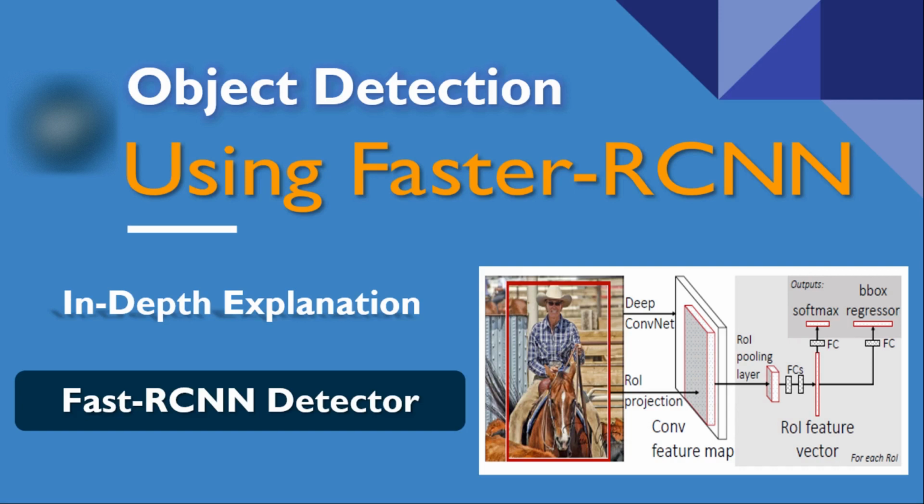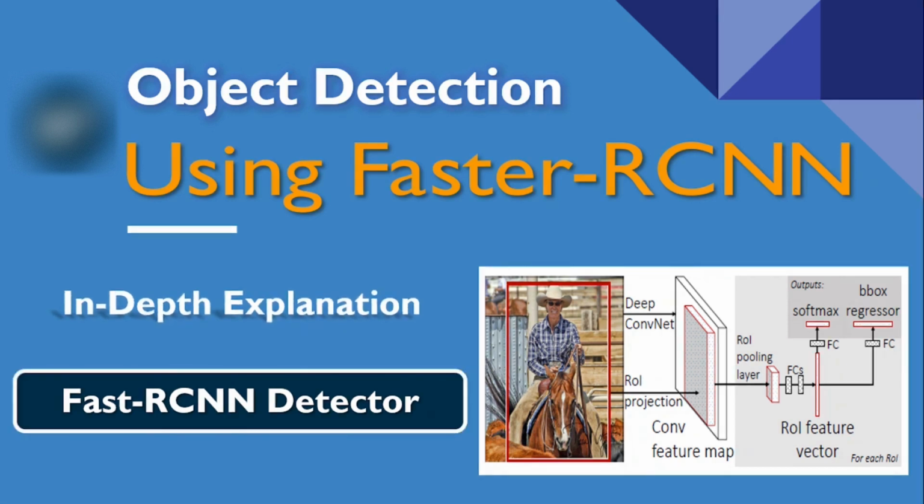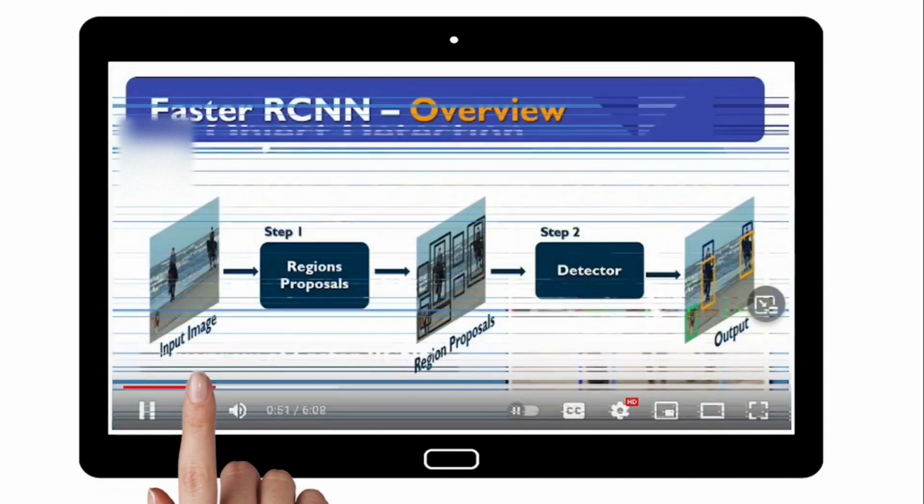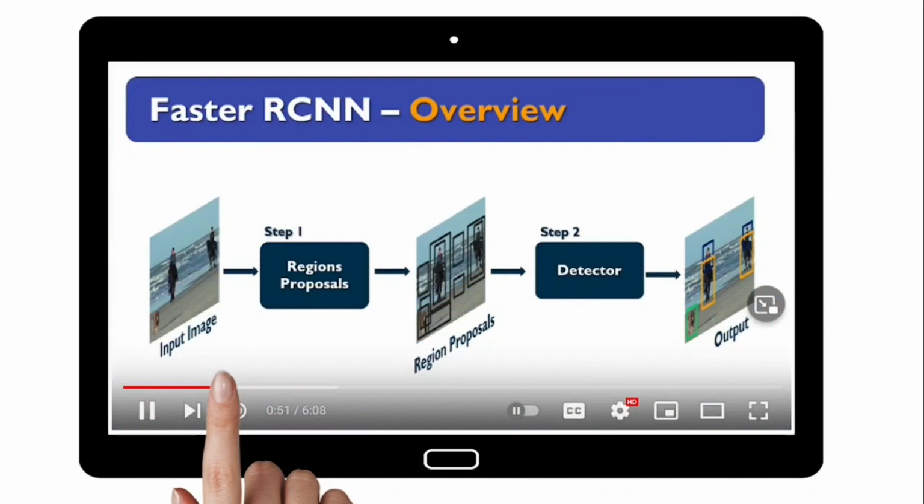In this video, we shall look at the second component of the Faster RCNN pipeline, namely the detector, in more detail. In my first video on Faster RCNN, I gave a very brief overview of the entire algorithm. I had mentioned that this is a two-step process where in step 1, we identify several region proposals in the image where there is a possibility of an object.